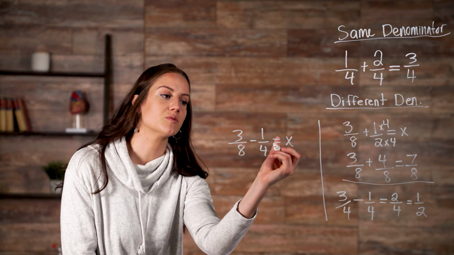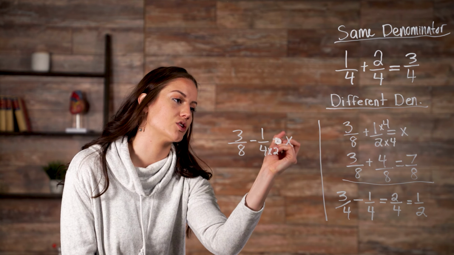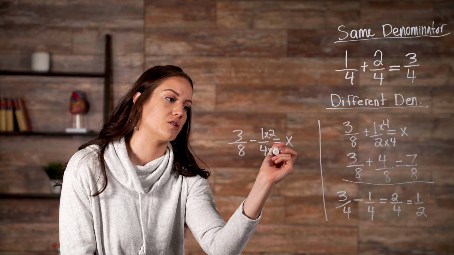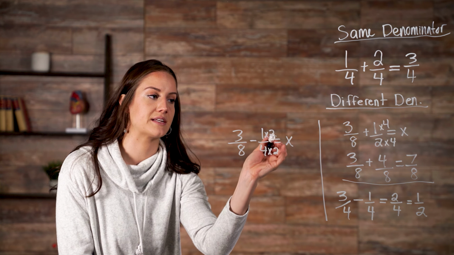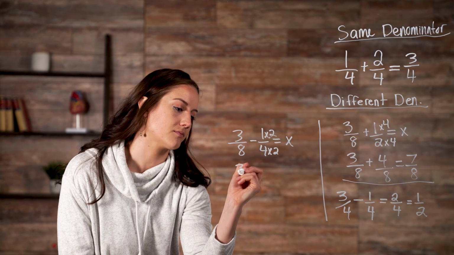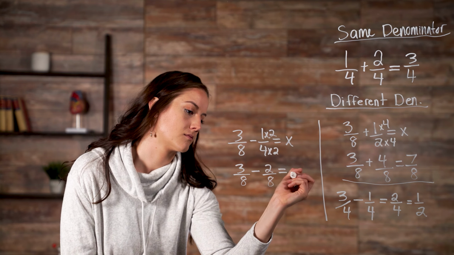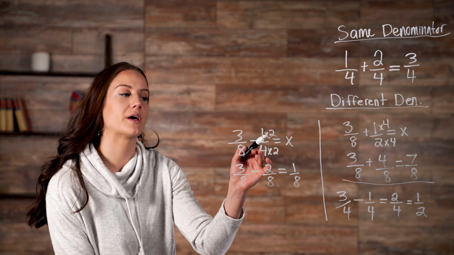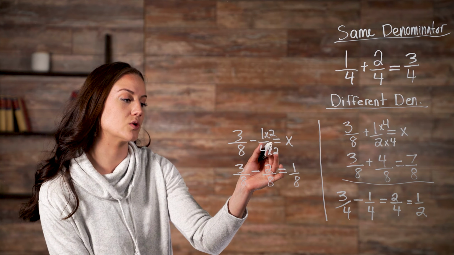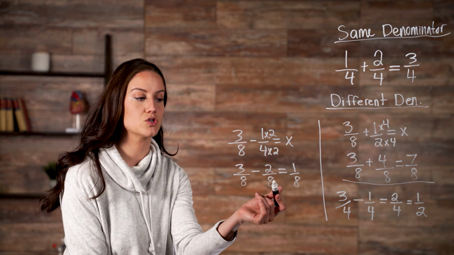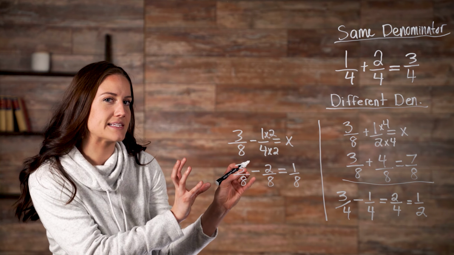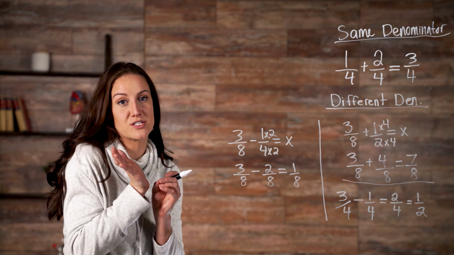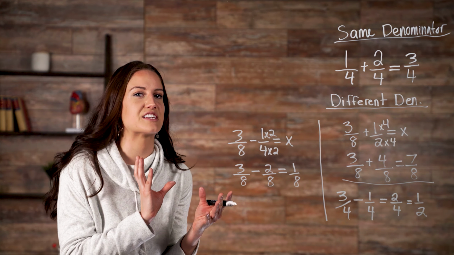Well, in this case, we can multiply 4 times 2. But remember, whatever we do to the denominator, we must do to our numerator. So we can multiply it times 2, and then here's what we get. Once we multiply our second fraction here by 2, we get 3/8 minus 2/8, which gives us 1/8. So these problems were pretty easy because they had either the same denominator or were just really easy to convert.